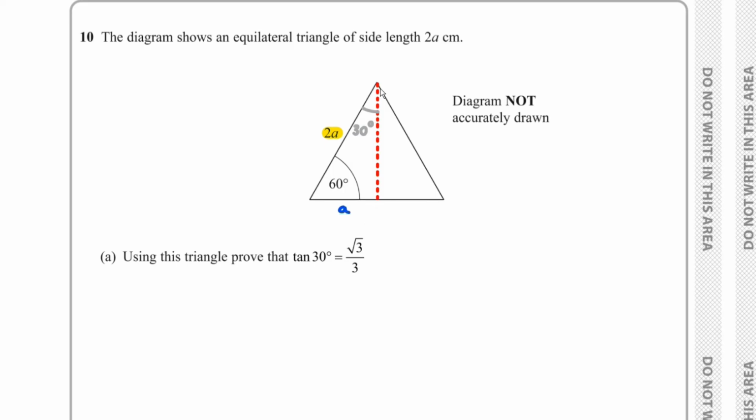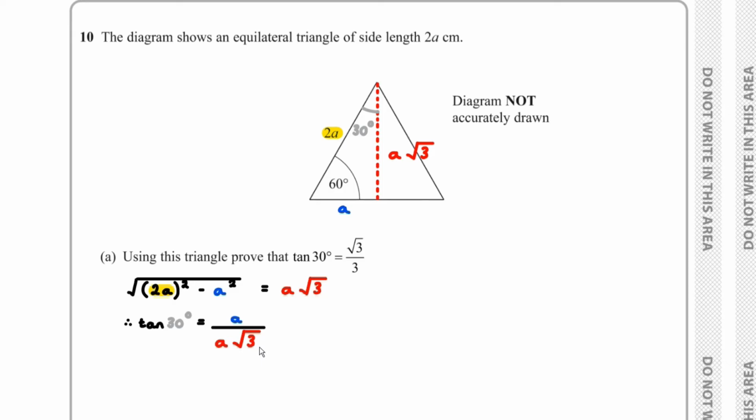Now we can find out this length here, and we can do that using Pythagoras. We have the square root of 2a squared subtract a squared, which is equal to a root 3. So here we have a root 3. Now we want to show that tan 30 degrees equals root 3 over 3. Now tan is equal to opposite over adjacent. We've got opposite and adjacent. So tan 30 degrees equals opposite a over adjacent a root 3. So this simplifies to 1 over root 3, and if I rationalise this, we end up with root 3 over 3.